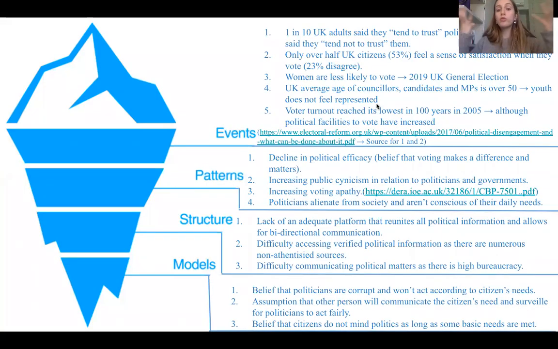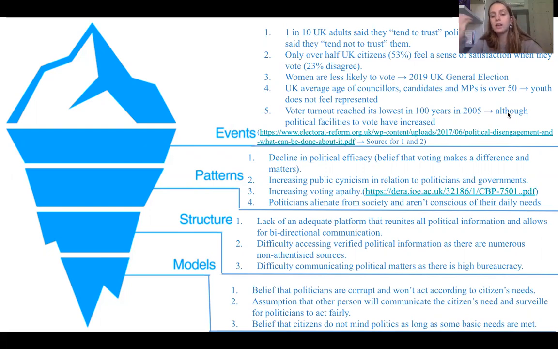So what are some of the events that were happening? We are focusing on the UK case, and we have seen that participation, voter turnout, women participating in politics, and trust in the government have been really low, and there have been really important events that have marked this. So this has all been part of patterns.